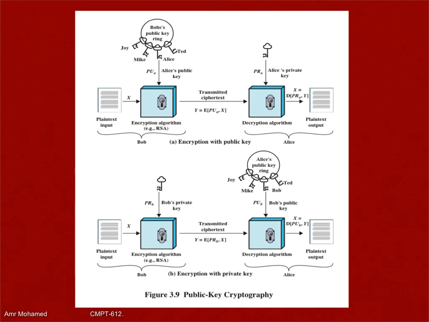So this is the security model for public key cryptography. As we said before, if we have Bob here, Bob wants to send a message to Alice. Bob has a chain of public keys. This is Bob's public key ring. It has the public key for Joy, for Mike, for Alice. So if I want to send a message to Alice, I grab the public key for Alice, and I use it as part of the encryption algorithm that we will talk about in a minute. And then I send it. On the other side, the public key and private key are mirrors of each other. So if I use the public key for encryption, I can use the private key for decryption.